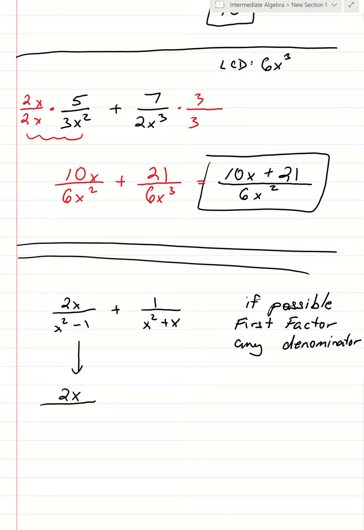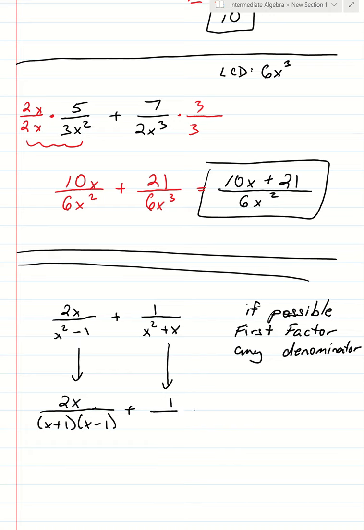So I still have 2x, but this denominator in the first fraction is the difference of two perfect squares, and I'm going to factor it down into an x plus 1 times an x minus 1. That's the factored form. Next, let's take a look at the second fraction. From a factoring point of view, we can factor out a common x as the greatest common factor. By taking out the common factor of x, we'll have x times x plus 1.